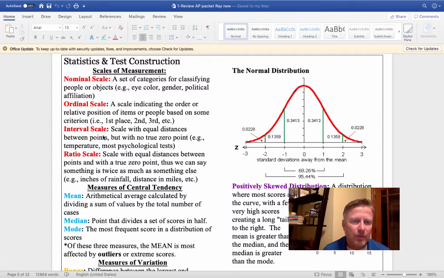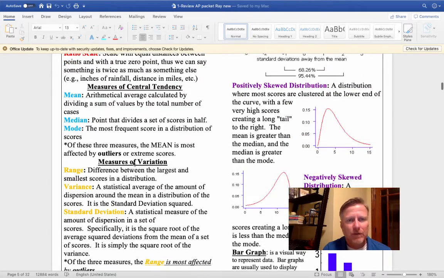A ratio scale is the most powerful one. That's the last one down here. There is equidistant between data points, and it has an absolute zero. We're pretty familiar with a lot of these measurement devices like weight or time or distance are the most common ones. And there is an absolute zero, so you can say that 10 feet is twice as far as 5 feet, or 10 pounds is twice as much weight as 5 pounds. Okay.